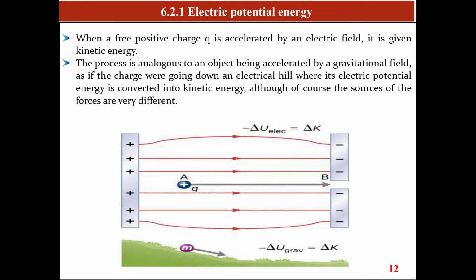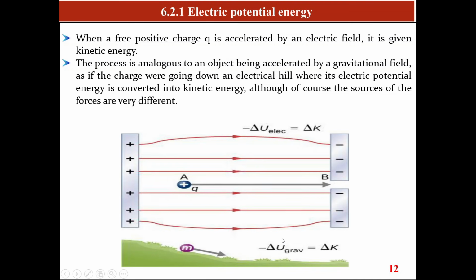If the charge were going down the electrical hill, where the electric potential energy is converted to kinetic energy, like this one. We have a charge here. When it approaches this one, it has maximum potential energy. When you release the charge, the potential energy will change into kinetic energy as it approaches the negative charge, because the positive repels the positive one and the negative attracts this one, so the potential energy changes into kinetic energy.